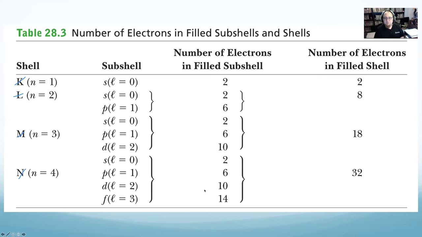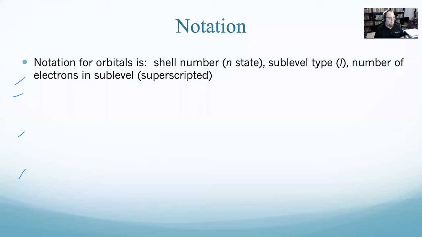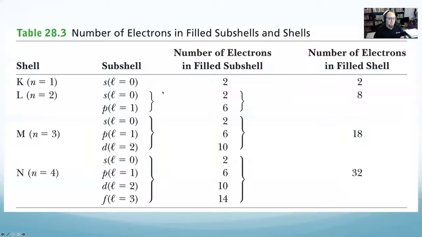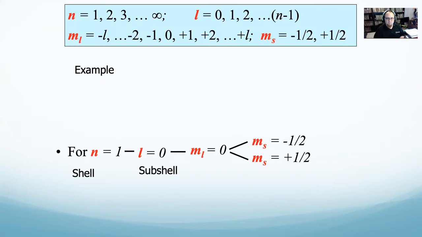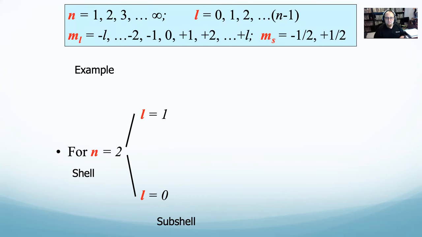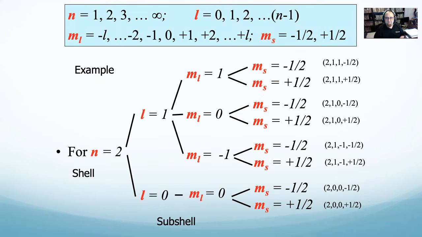And we would just view the notation as the shell number, the n state. In general, this notation I was doing here is the notation for each individual electron. Except we're going to use a different notation, not to talk about each individual electron, but to talk about the shells or the subshells.